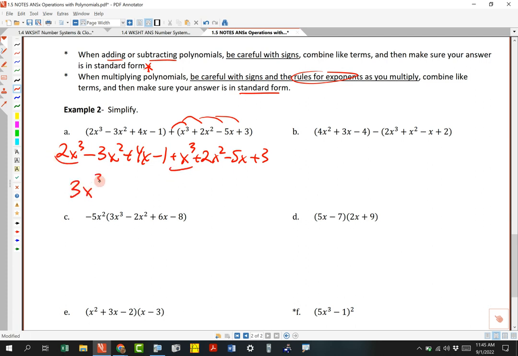So this is 3x to the 3rd. Notice automatically we're going to gravitate to that first one in line, whatever the highest exponent is. Then we're going to take the squared terms. So that's going to be negative x squared. Then I'm going to take the plain old x terms. That's going to be negative x. And then I've got the constants on the very end. So that's going to be a plus 2.